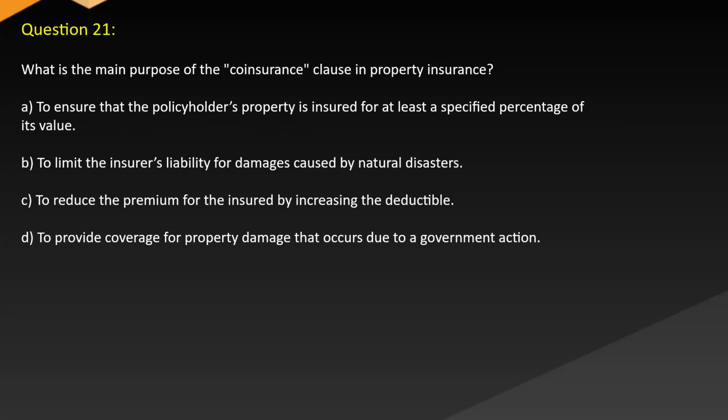Question 21. What is the main purpose of the coinsurance clause in property insurance? A. To ensure that the policyholder's property is insured for at least a specified percentage of its value. B. To limit the insurer's liability for damages caused by natural disasters. C. To reduce the premium for the insured by increasing the deductible. D. To provide coverage for property damage that occurs due to a government action.